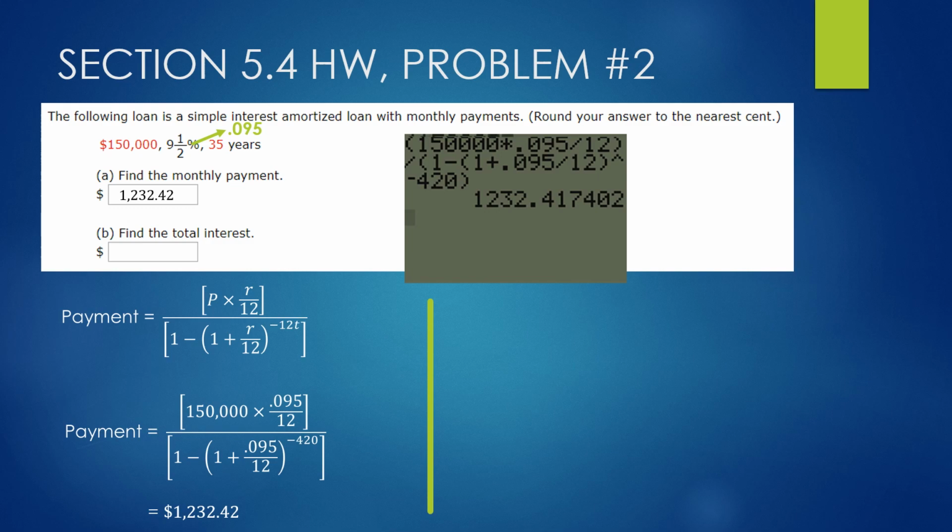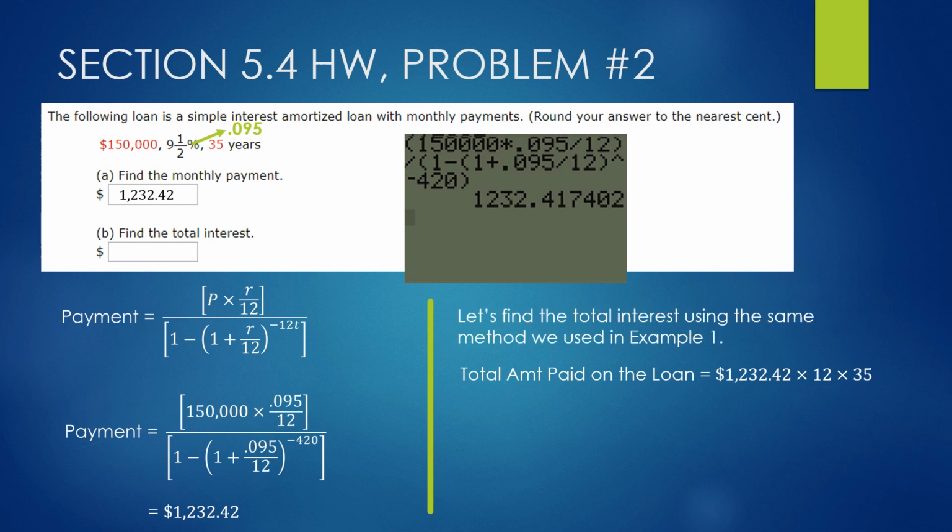Now I need to find the total interest. We're going to do this the exact same way that we did the last one. Let's think about what we're doing here. We're making a payment every month of $1,232.42. We're making that every month for 35 years. So the total amount that we're paying on this loan is going to be $1,232.42 times 12, because 12 months in a year, times 35, because it's a 35-year loan. So that's going to be, whoa, this is how much you're actually paying for this house, if that's what you're financing.